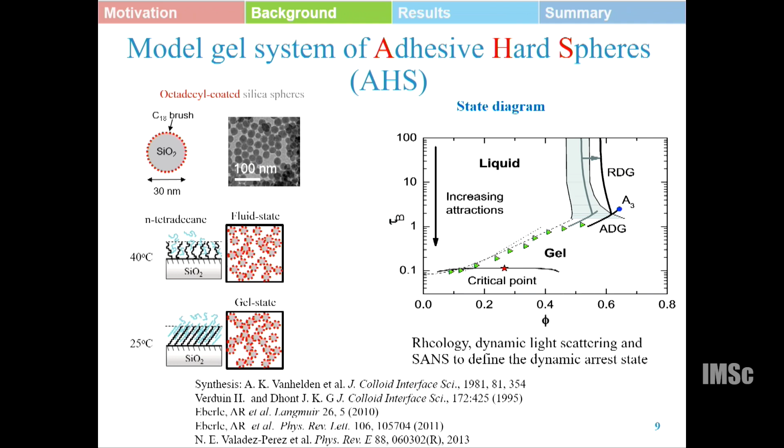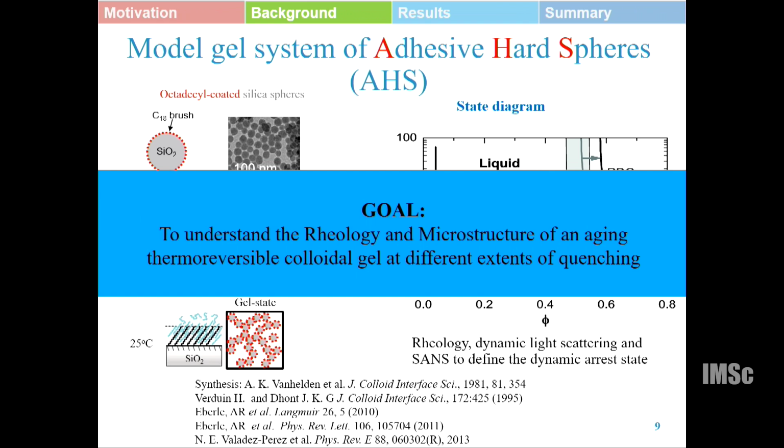So while this system already exists in the literature and it has been investigated what happens upon shallow thermal changes, it is still yet to be understood what happens when the system is subjected to a deeper thermal quench. By deep thermal quench, we mean giving it a drastic change in temperature, from like 40 degrees, which is a liquid-like state, to temperatures well below room temperature. So that is the goal of the work: to understand the rheology and microstructural changes in this model system of adhesive hard spheres upon deeper thermal quench.